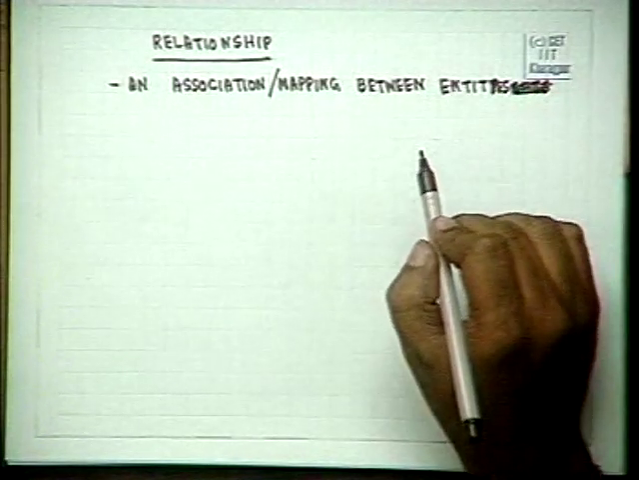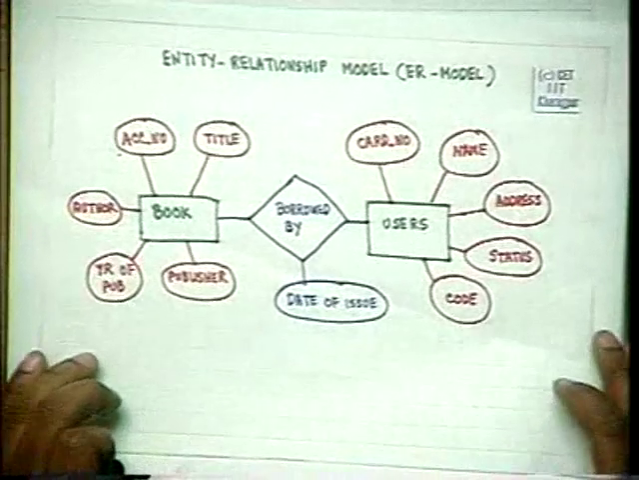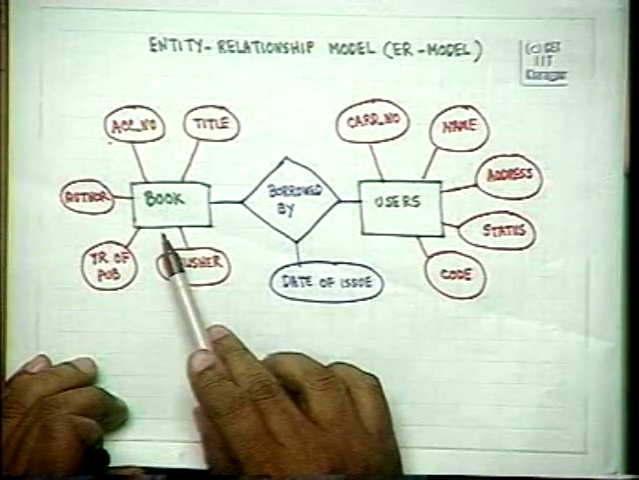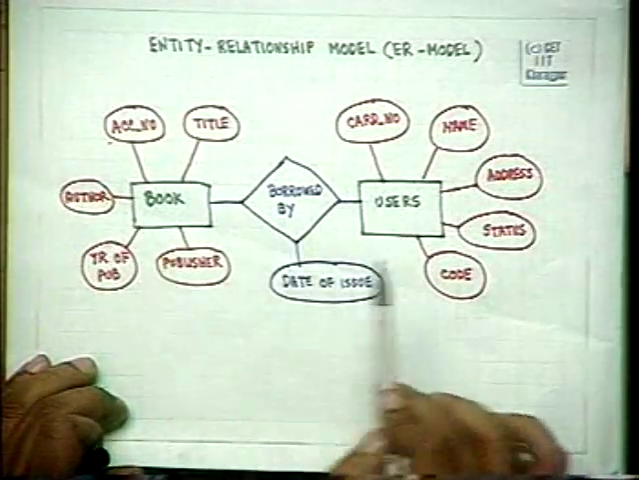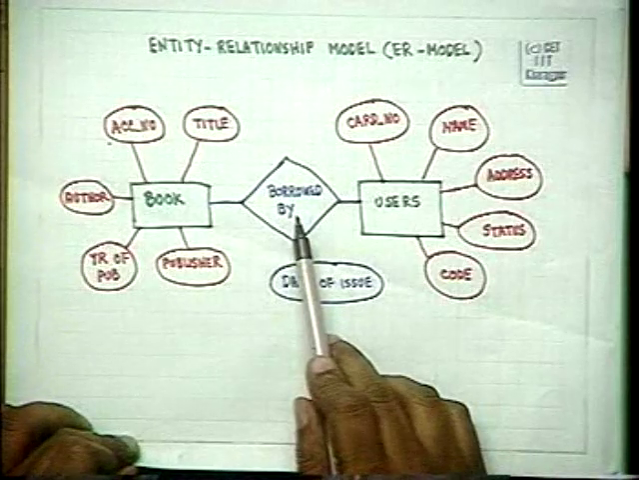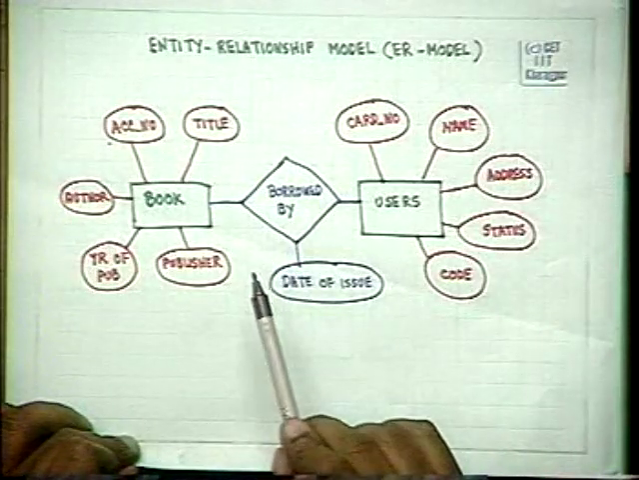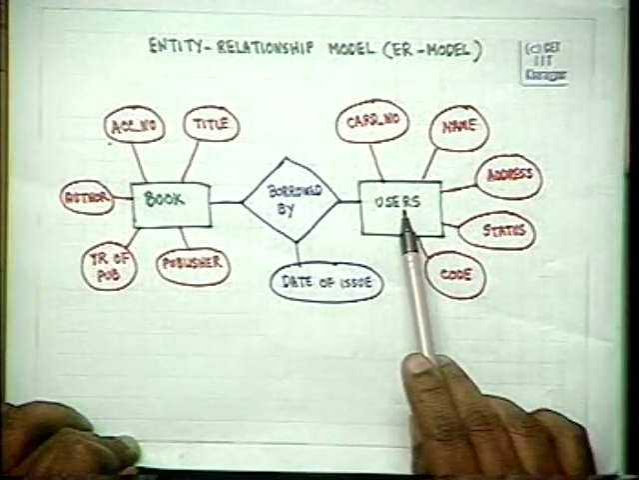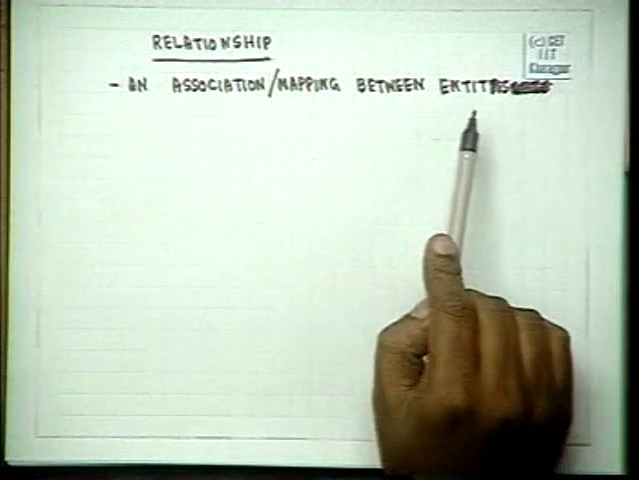For example, let us come back to our original database, that is the library database. And here we had two entities, the book and a user. And if this book has been issued by this user, then that information will be there in the relationship borrowed by. The relationship borrowed by is a mapping from the entity book to an entity user.